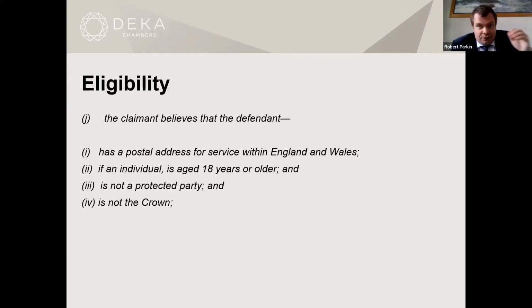The claimant believes that the defendant has a postal address in England and Wales. So again, foreign national defendant, you can't issue outside of England and Wales using DCP. The defendant has to be 18 years or older, whether or not they have a litigation friend. Is not a protected party. Is not the Crown. Nothing too unusual there, except possibly, again, the potential inconsistency between the child defendant and the child claimant with or without a litigation friend.